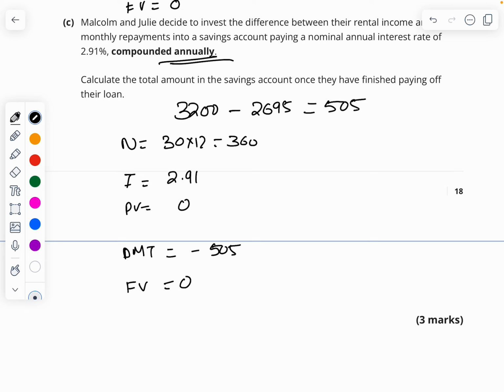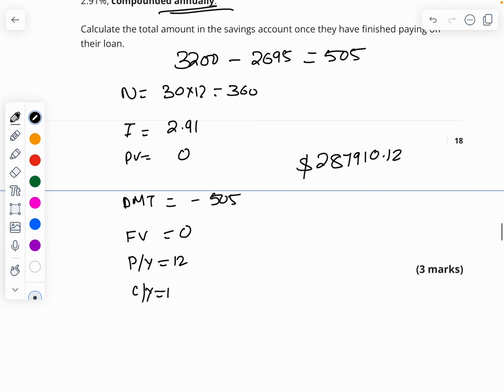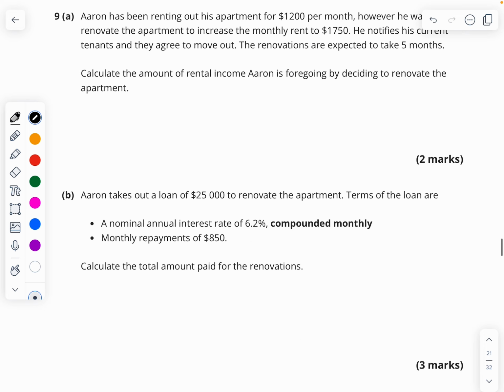Future value we are going to calculate. P/Y will be 12. C/Y equals 1. So calculate the future value, which will become 287,910.12. Now question number 9.